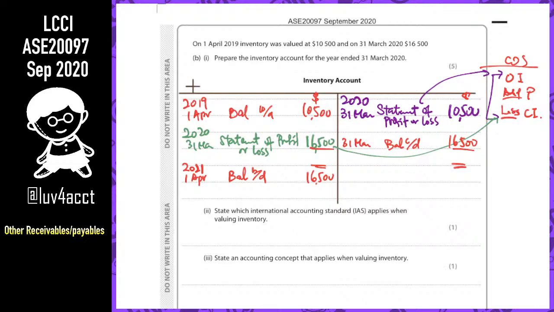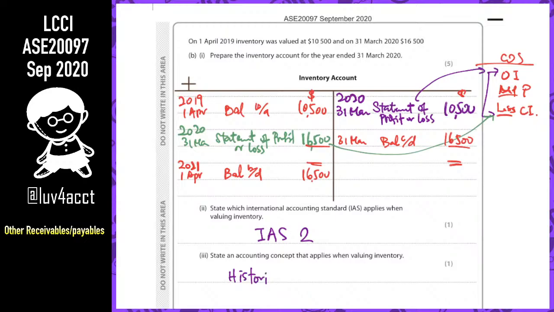B2, state which international accounting standard applies when valuing inventory. So this is our old friend already, IAS 2. State an accounting concept that applies when valuing inventory. For inventory, there are two main concepts that apply. One would be the historic cost concept. Two, prudence concept. These two are the most important concepts related to the valuation of inventory. You can write either one.